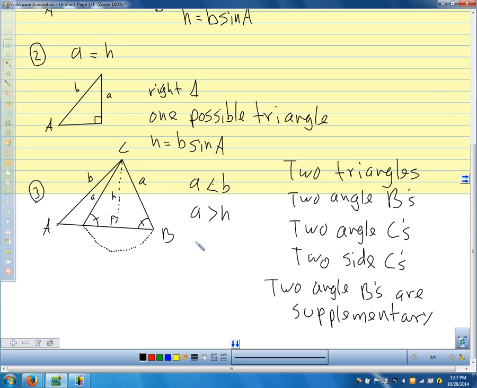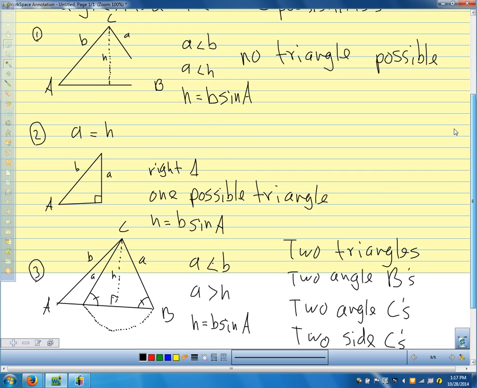And as always, H equals B sine A. So on all of these, the key is figuring out the height of our triangle, and then looking at how A relates to B and how A relates to the height. If A is too small, we can't make a triangle at all. If A is exactly right, we can make one right triangle. And if A is somewhere in between, we can make two possible triangles.